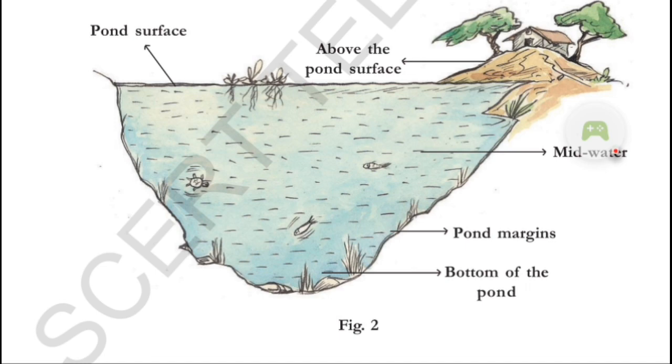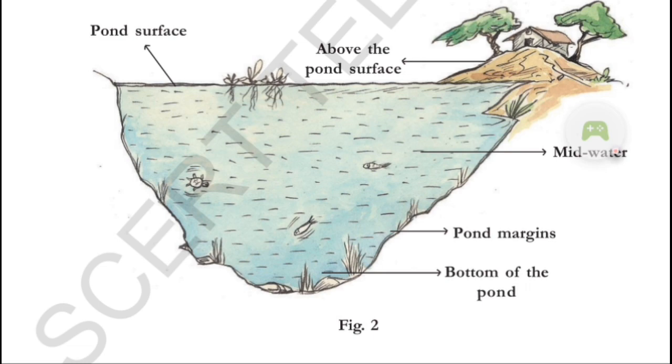So why does it move here and there? To find its food. Usually the creatures living in the water move here and there to find their food. And at the bottom of the water, dead and decaying matter is present. So that is very rich, nutritious food for the water living animals.